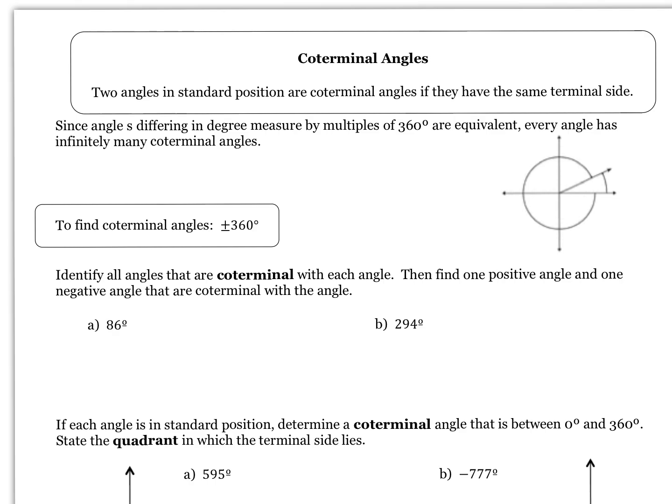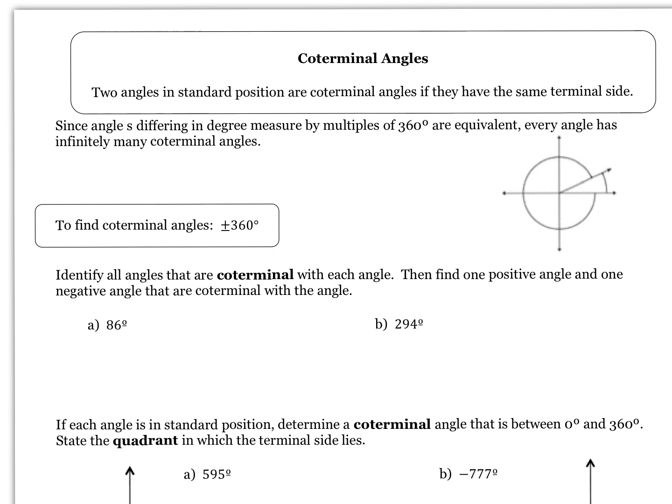First vocab word is called coterminal. It says two angles in standard position are coterminal if they have the same terminal side. You're like, what are you talking about? Here's what I'm talking about. If I started here at 0 degrees and I made a whole rotation, how many degrees did I go? 360.